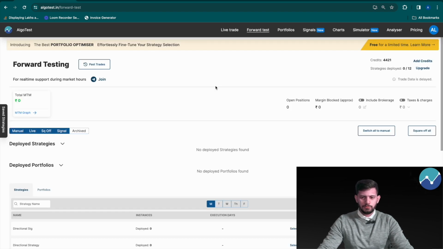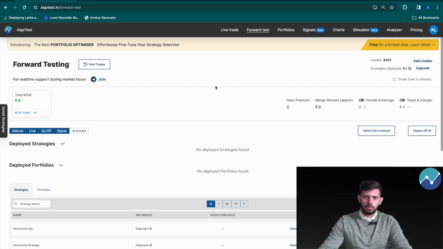Now let's move on to forward test. Once you've built your strategy on the backtest page, you wanna first forward test it to see how it performs in the live market without real money. If you want a more detailed description, it's also in our AlgoTest platform tour video, which I've linked below.